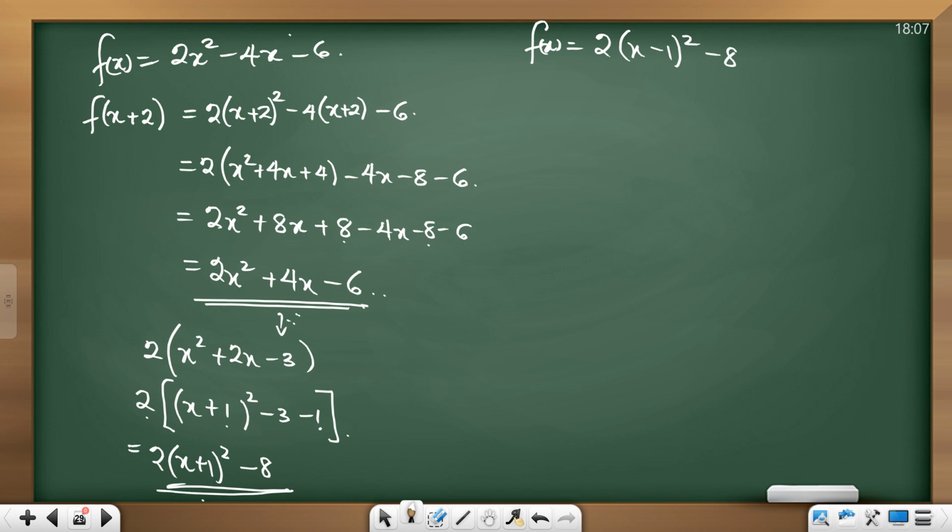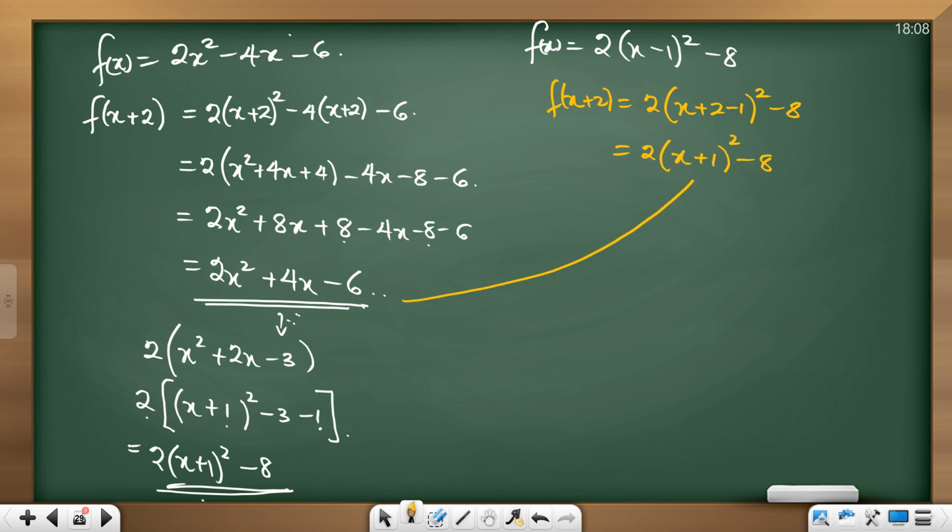If I were to shift that again, we are saying f of x plus 2. Anywhere you see x, what do you write? X plus 2 minus 1. What do you have? But if you didn't get that one earlier on, then you cannot get this one. So guys, you see that the equations are now the same, right?